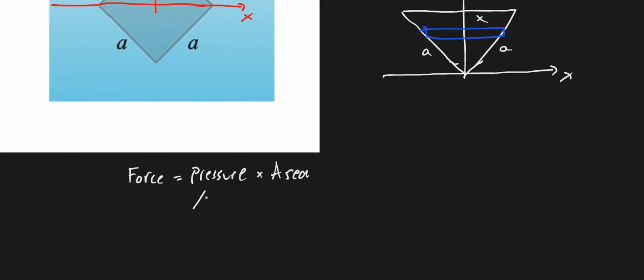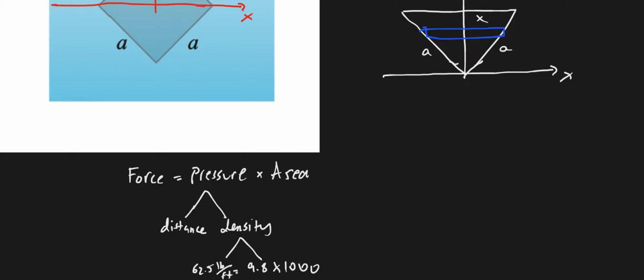So pressure is going to be, we need two separate things. We need the distance and we need the density. The density is going to either be 9.8 times 1,000, or 62.5 pounds per feet cubed, or 9.8 times 1,000 kilograms per meter cubed.